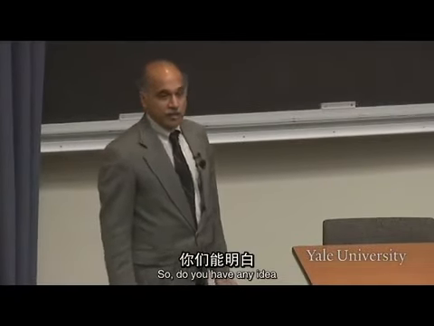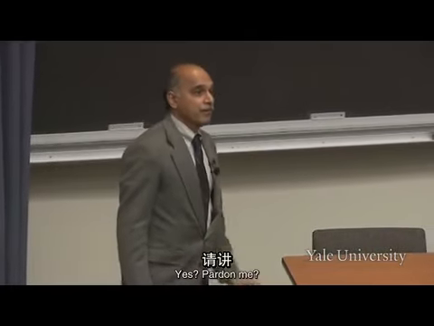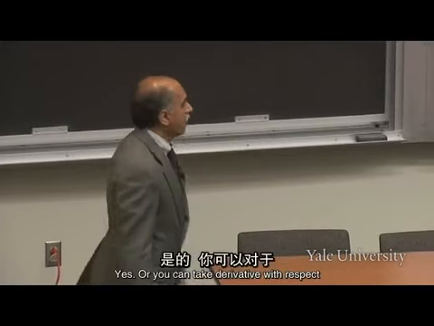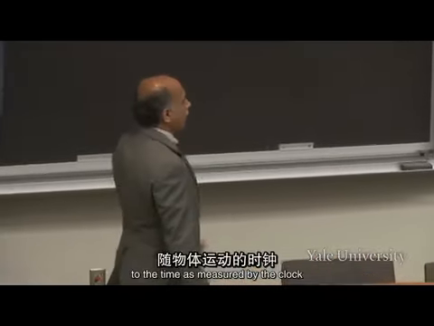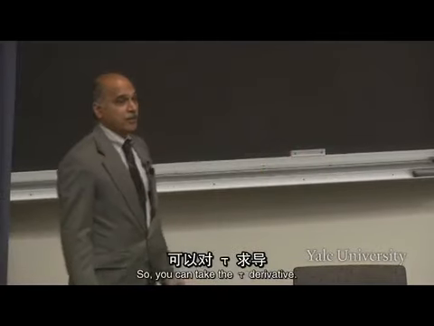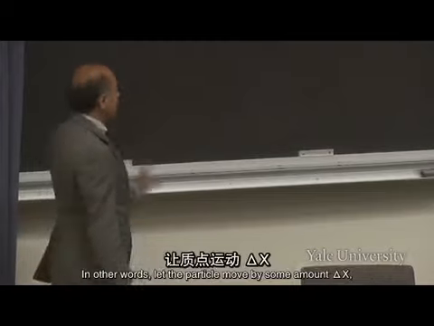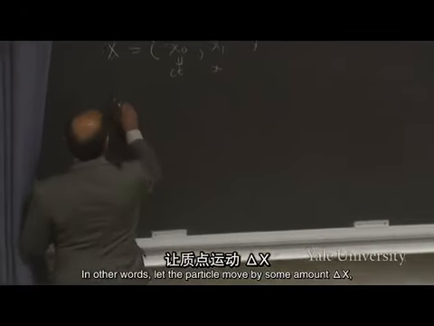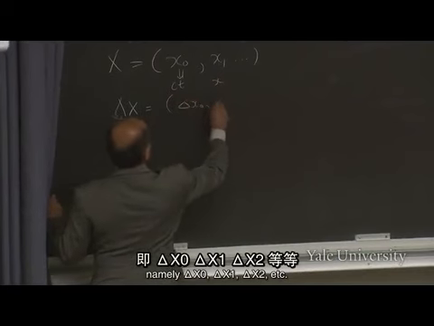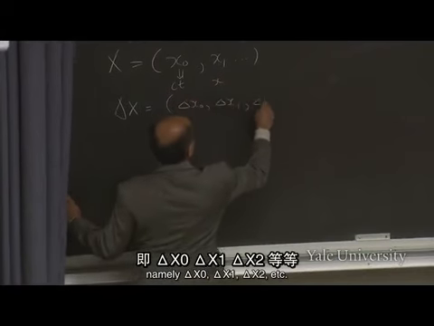So, do you have any idea where I'm going with this? Yes? Space-time. Pardon me? Do you take it with respect to the space-time? Yes, or you can take the derivative with respect to the time as measured by the clock which is moving with the particle. So you can take the tau derivative. In other words, let the particle move by some amount delta x, namely delta x0, delta x1, delta x2, etc.